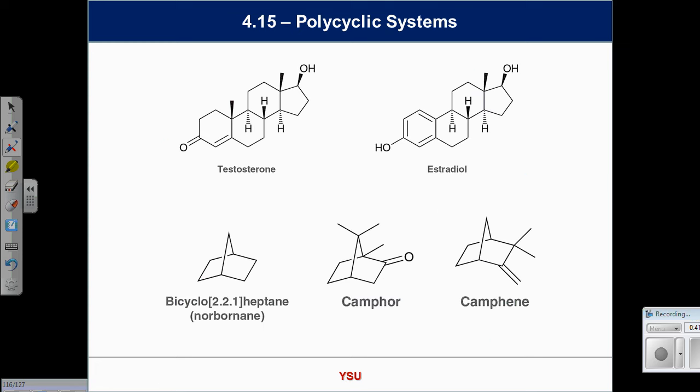Okay. Here's your world for most of you. Most of you have to deal with much bigger molecules. You can see here a couple of hormones, testosterone, estradiol. They are full of six-membered rings. You have to understand them to understand their pharmacology. A lot of you need to do that in the future.